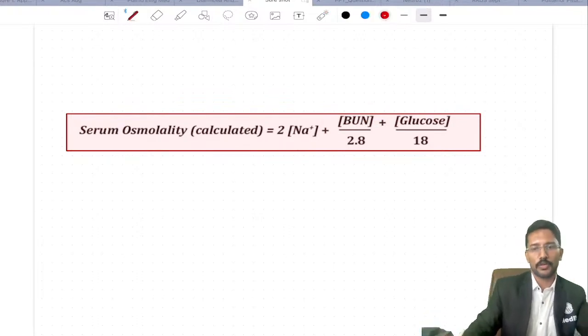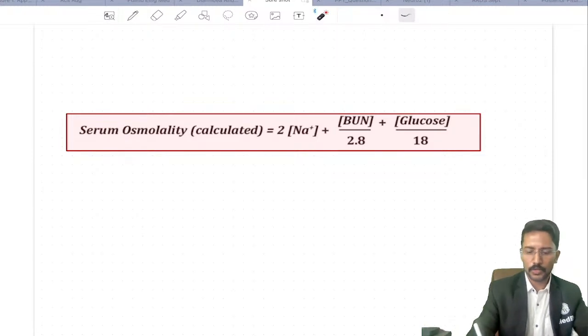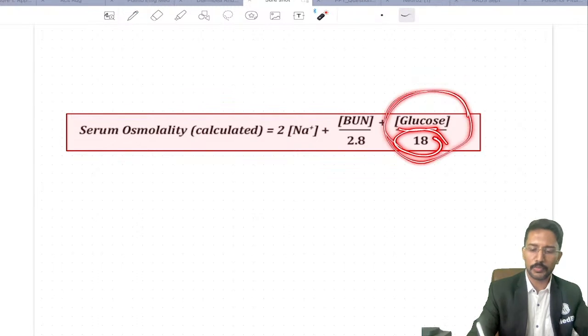Which one is the most important contributor? Normal blood glucose, let me say 120 divided by 18. So what is the contribution of glucose? 120 divided by 18 is almost like, let me say 120 divided by 20, so it is 6, right? Very minimal contribution.